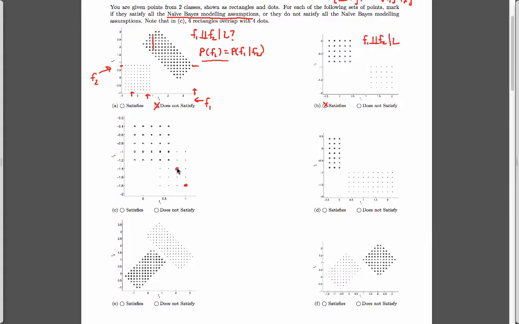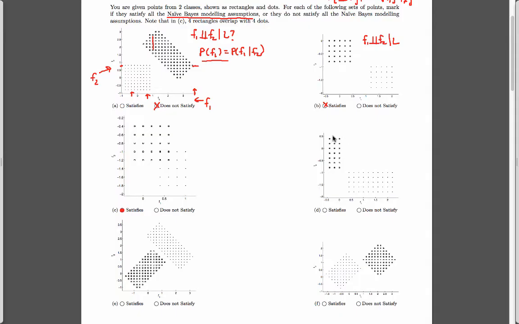Note that if you had 2 points right here for some reason, and you had 2 points right here, then they would be dependent, because knowing F1 would change your distribution. F2 would be more likely to be this point than the other points, versus if you knew F1 took on this value right here, then it'd be uniform again. So if this wasn't completely uniform and you had more than 1 point at each spot, then F1 and F2 would be dependent. But in the case where the points are as is, our naive Bayes assumption is satisfied, because F1 and F2 are independent.